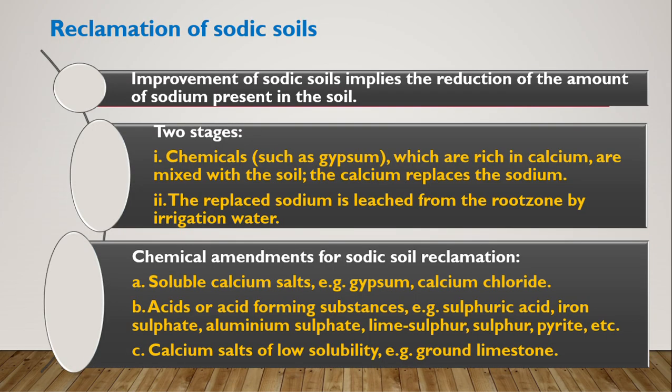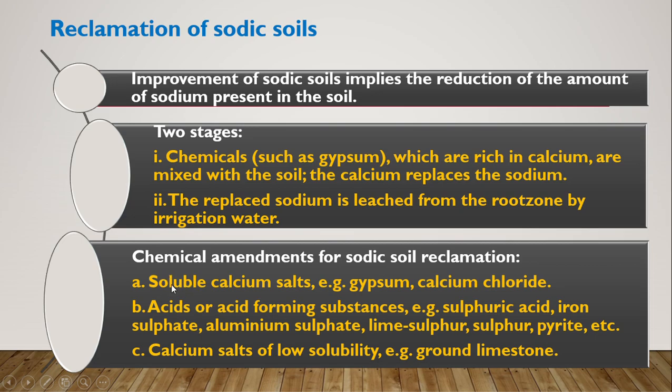And how to reclaim the sodic soils, how to remove the alkalinity or sodicity of the soil? We can remove it by mainly two methods. One is by using chemicals. Some chemicals can be added into the soil for removing the alkalinity of the soil. The other thing is leaching. So chemicals and leaching are the two methods by which we can remove the alkalinity or sodicity of the soil.